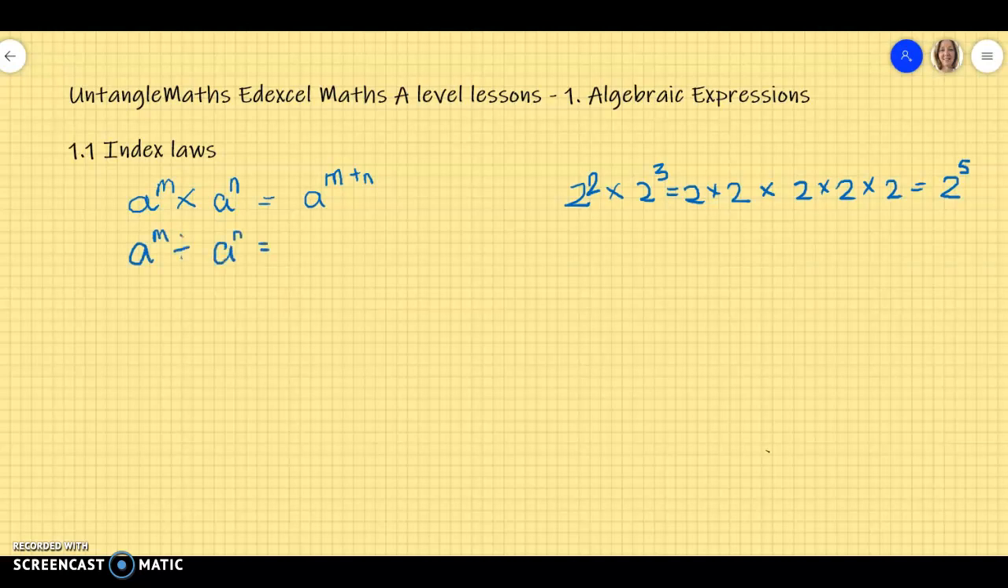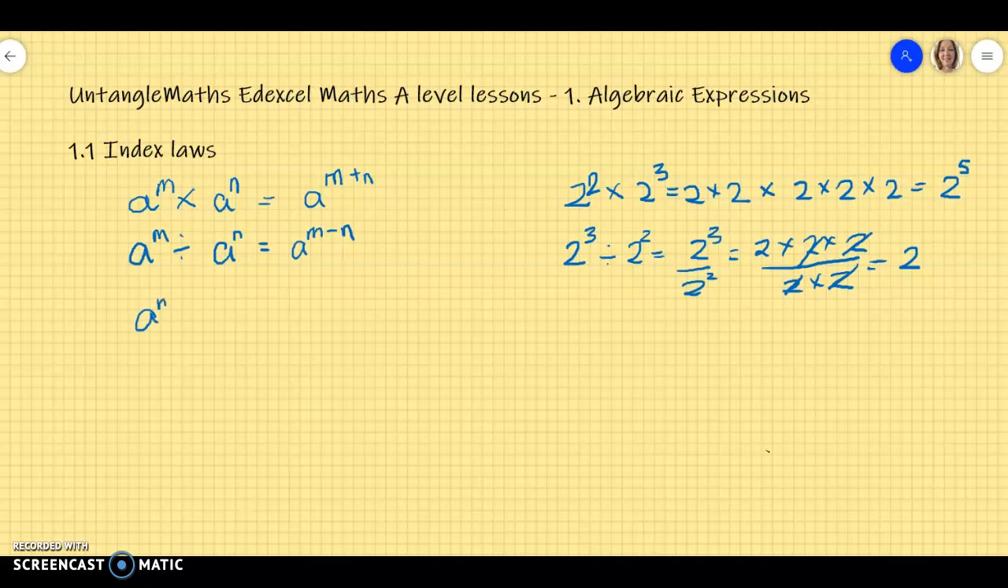Second rule is obviously the opposite of that, dividing. If we have 2 cubed divided by 2 squared, which means you've got 2 times 2 times 2 over 2 times 2. Divide by 2 again, you're just left with 2. So what you do here is take away the powers.